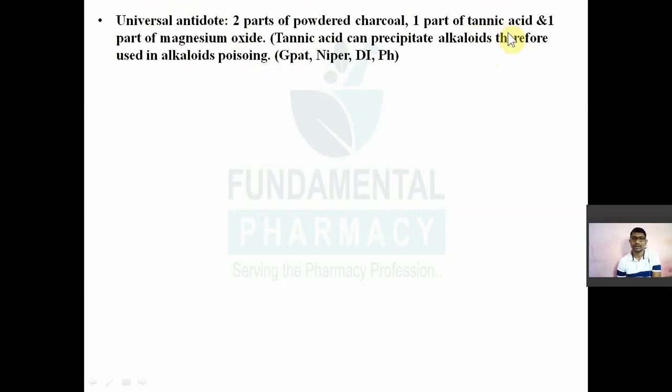So if poisoning is from an alkaloid, this tannic acid will react with the alkaloid and will precipitate. So the precipitated form of the alkaloid will not be absorbed from your stomach. So this powdered charcoal will adsorb the drug, this tannic acid will precipitate the alkaloids, and this magnesium oxide will react chemically. That's how universal antidote will be beneficial in case of poisoning. So tannic acid can precipitate alkaloids, therefore it is used in alkaloid poisoning. So universal antidote is mostly used in case of alkaloid poisoning.